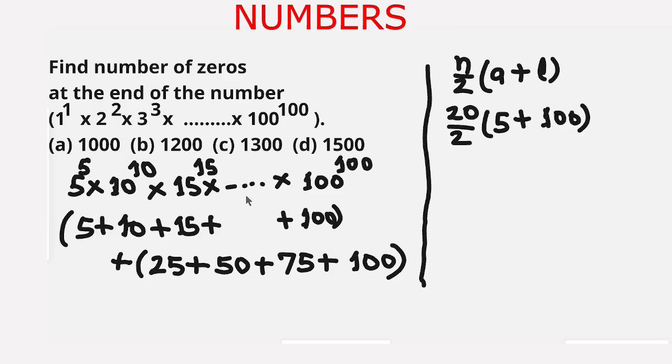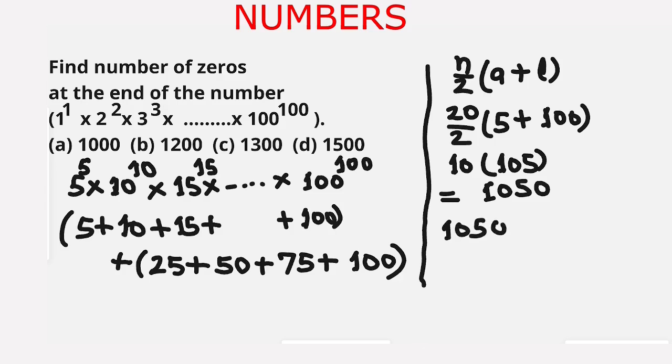So this is equal to 10 multiplied by 105, which is 1050. The sum of 5 plus 10 plus 15 up to 100 is 1050. And 25 plus 50 is 75, plus 75 is 150, plus 100 is 250. So this will be 1050 plus 250, which is equal to 1300.